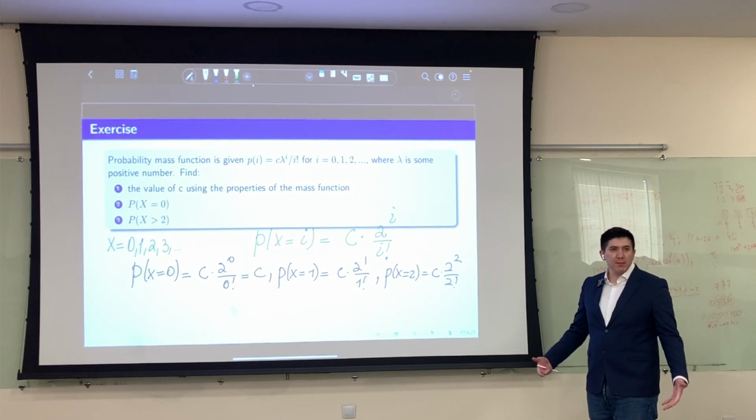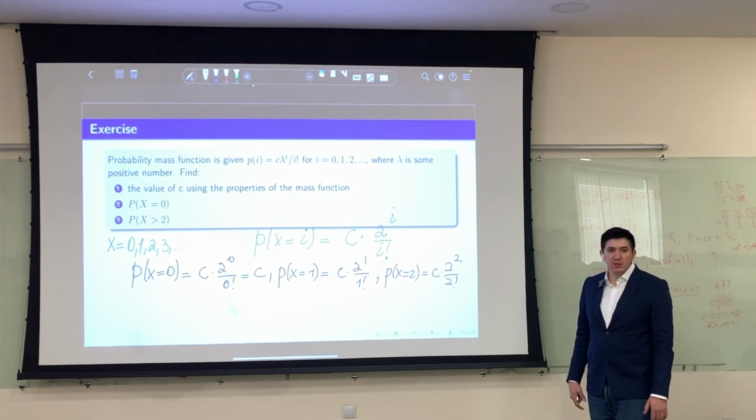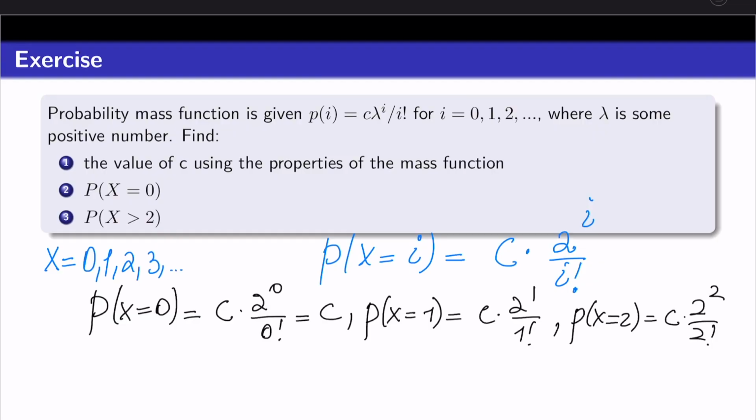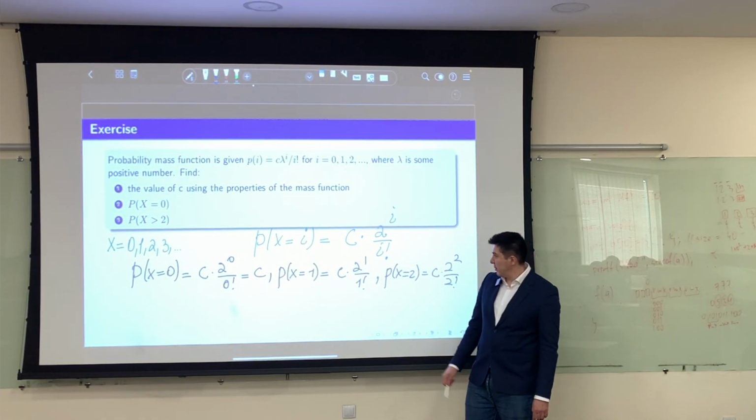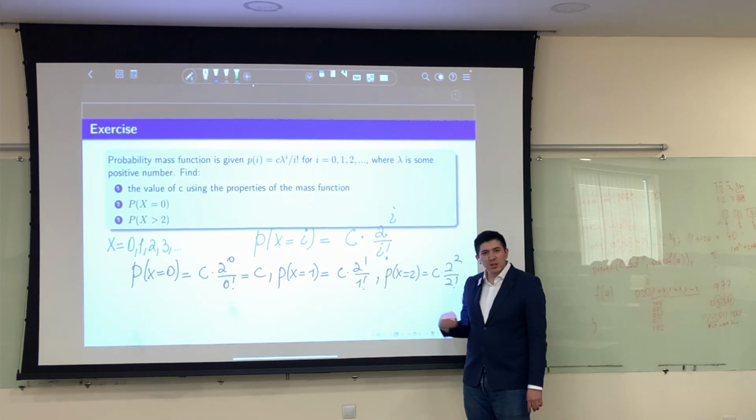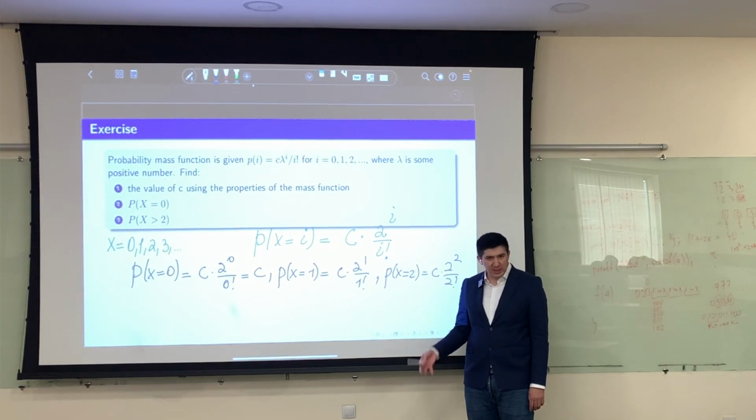Yeah, if the sum over all of the values is equal to 1. Well, is it the proper one? Well, we don't know, but we can make this proper. Okay, because C is a constant, right? So we need to choose the proper value for C so that this becomes a proper mass function.